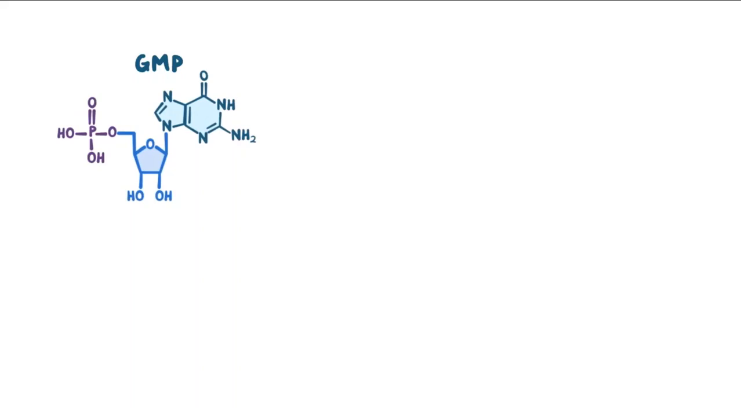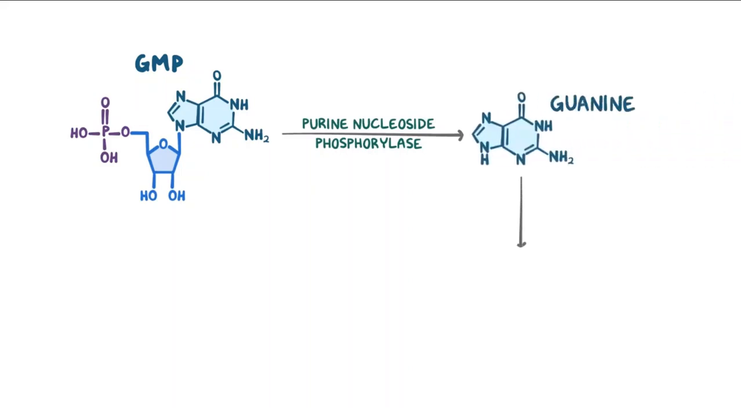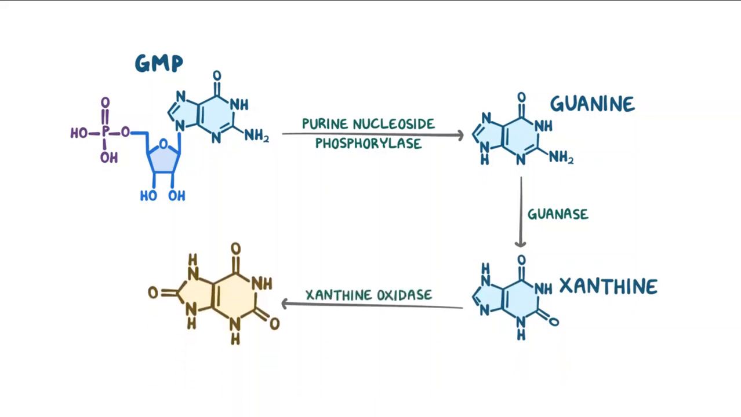For GMP to become uric acid, the enzyme purine nucleoside phosphorylase first removes the ribose and the phosphate from it, turning it into guanine. Next, another enzyme, called guanase, removes an amine group, turning guanine into xanthine. Finally, xanthine is oxidized into uric acid by the enzyme xanthine oxidase.